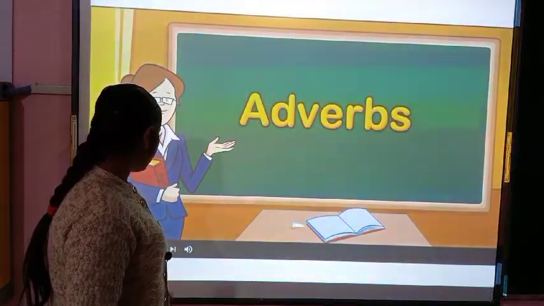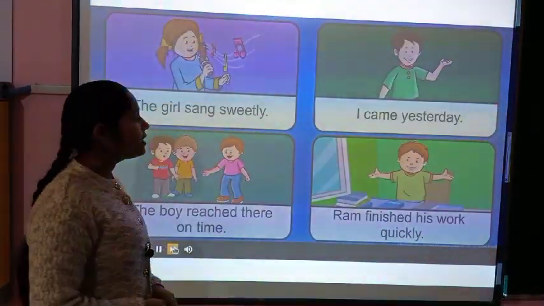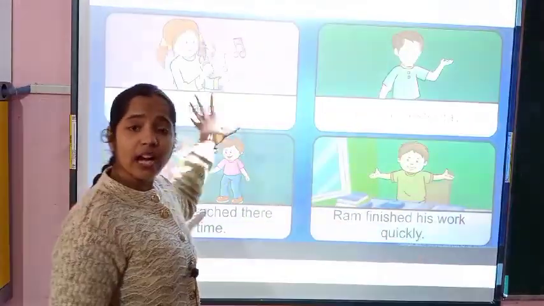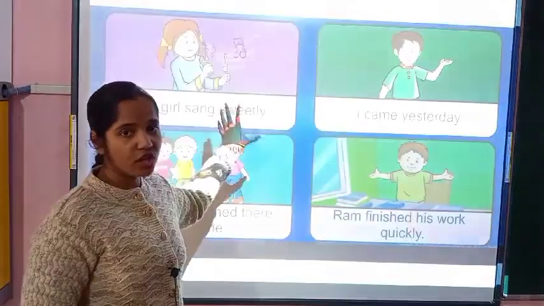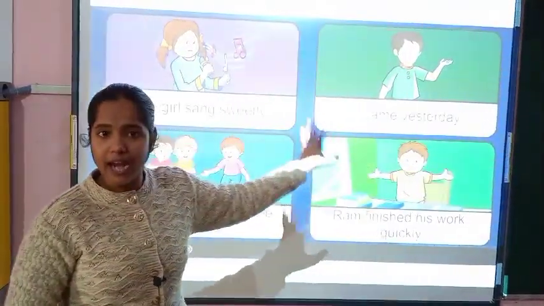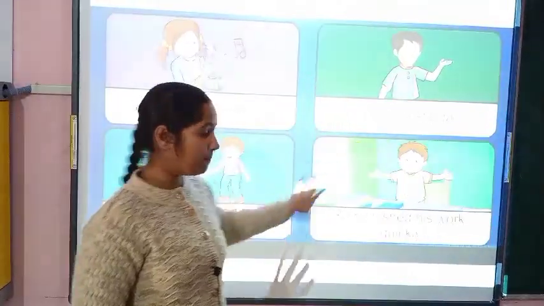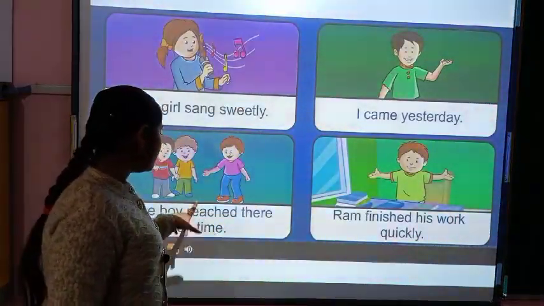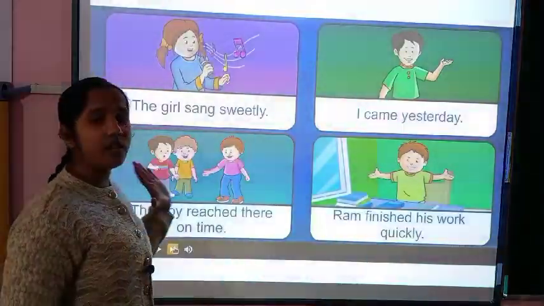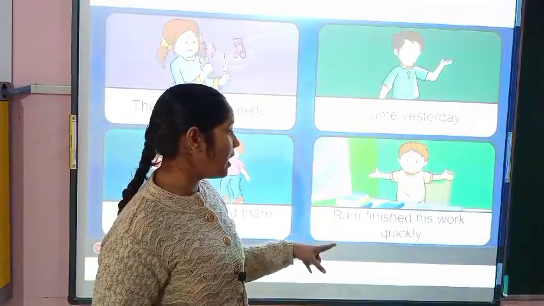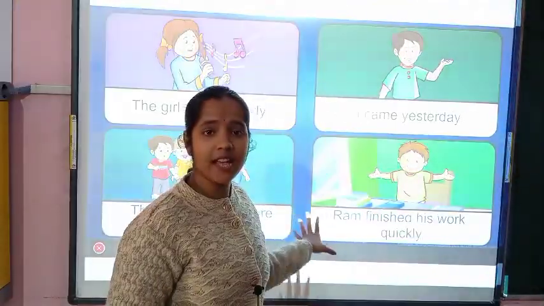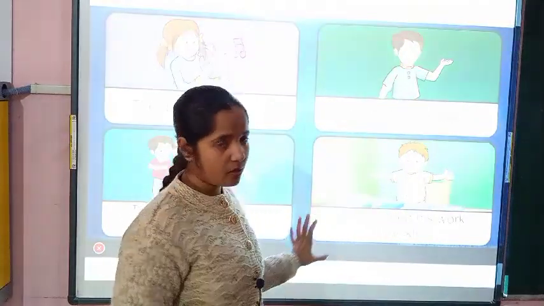So first we will do adverb of manner. The girl sang sweetly, as I told you. Sweetly is showing the adverb of manner, how she is doing her work. I came yesterday. So it is showing the time, adverb of time. When did he come? He came yesterday. The boy reached there on time. So it is also showing time. When did he reach? He reached on time. Ram finished his work quickly. How did he finish his work? He finished his work quickly. So can you see there are certain things shown in these four sentences? Okay, next one.